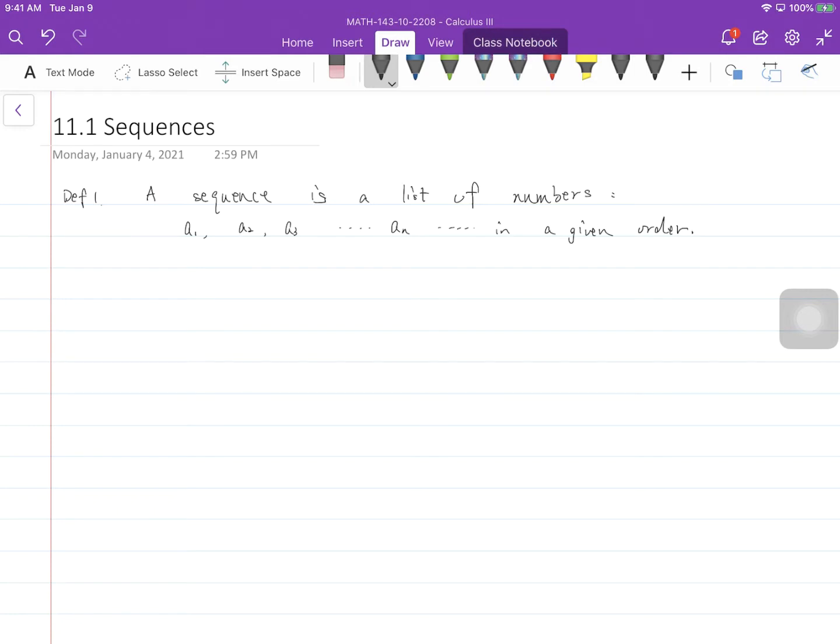And here, all the a_i are called terms. So a1, a2, an are called terms of the sequence. And here, the subscripts 1, 2, n are called the index.